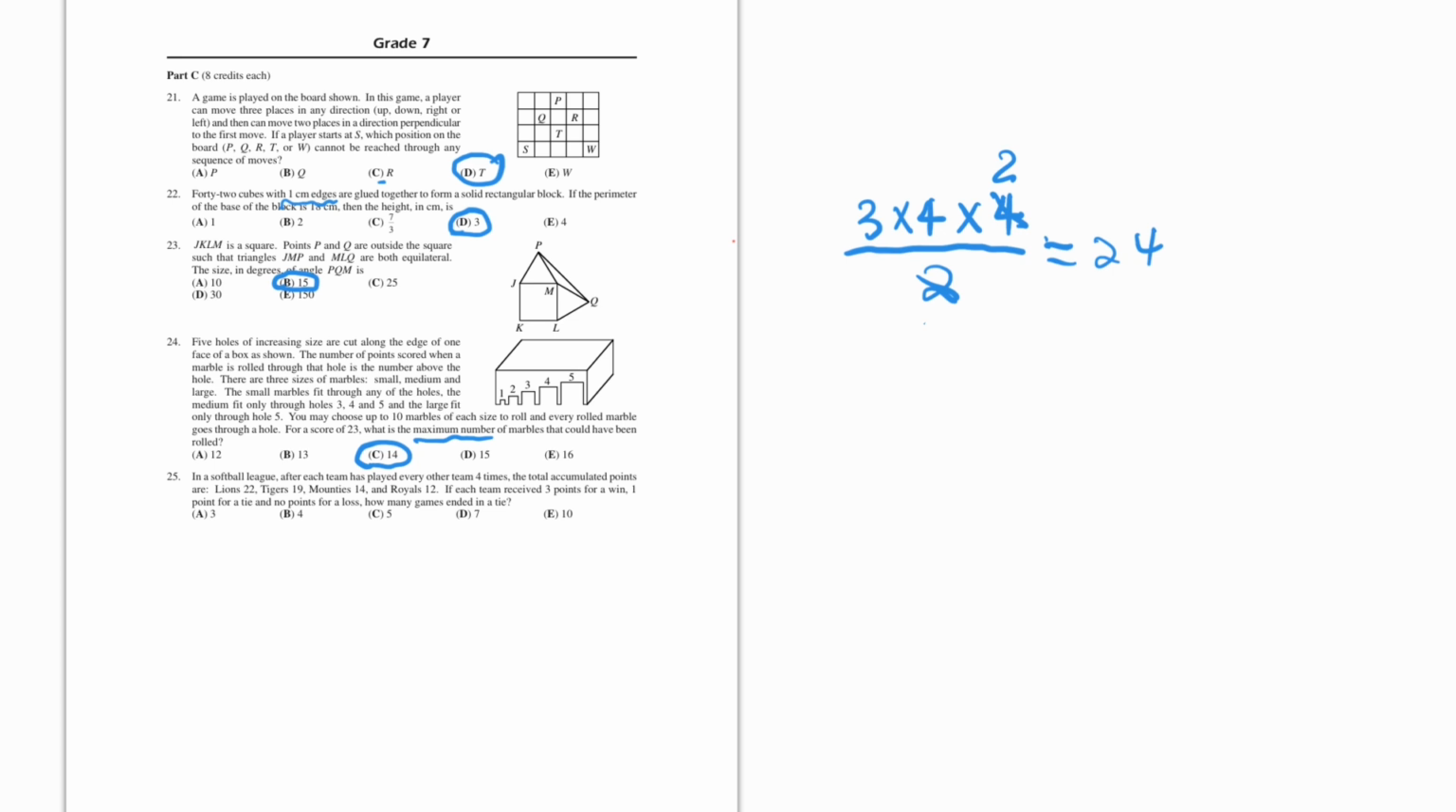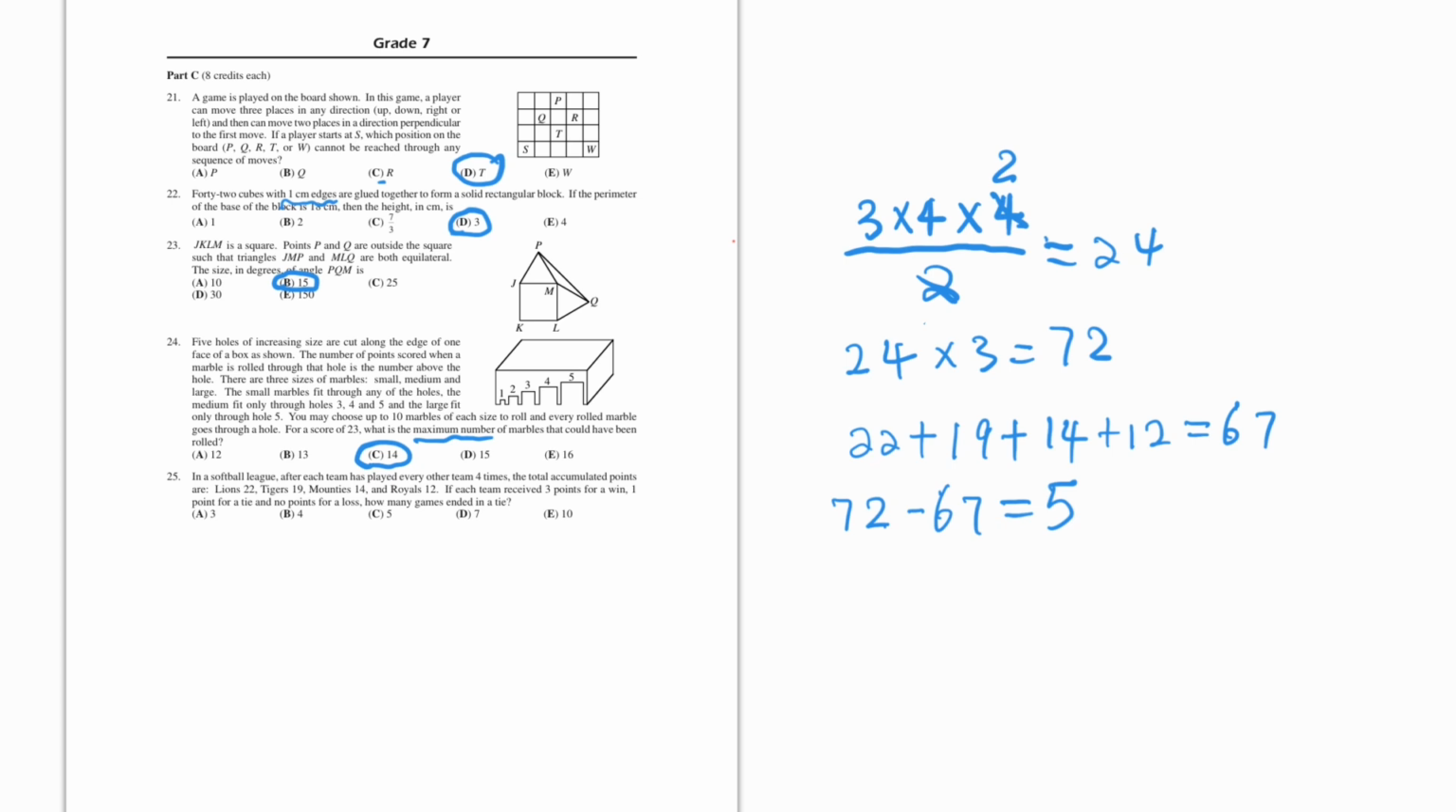If no tie, all are wins and losses. So 24 times 3, total, that's 72 points. What are the actual points? The actual is Lions 22 plus Tigers 19 plus 14 Monkeys plus Royals 12. Total is 67. The difference between 72 and 67 is 5 points.